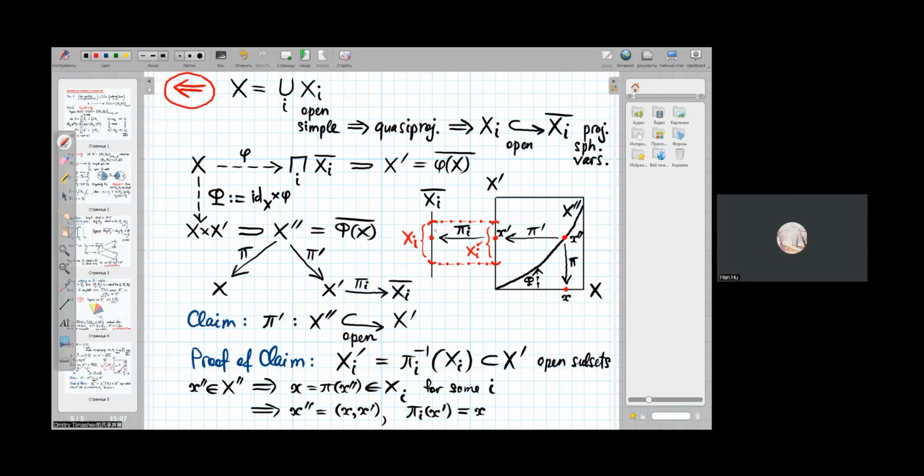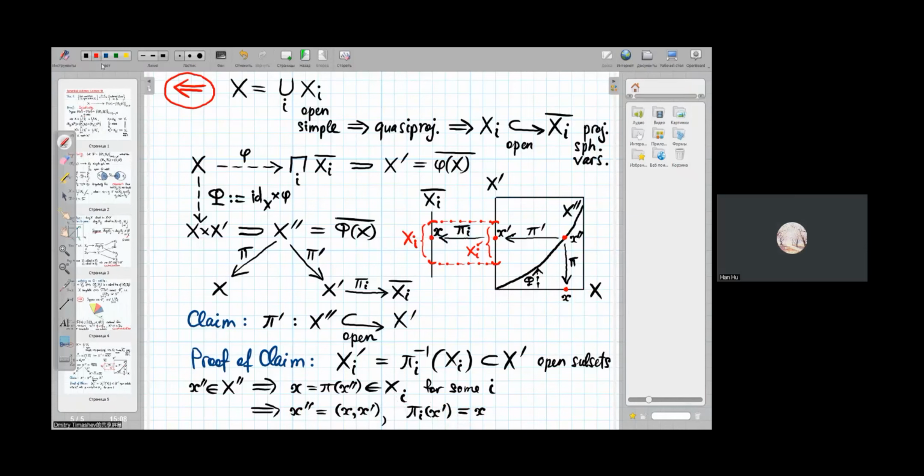So the picture is exactly like this. This is because of this identity, this equality, pi I of x prime equals x, where x and x prime are two projections of x double prime onto big X and big X prime. So in this notation, if x and x prime are two projections of x double prime, then this identity holds identically on the inverse image of xi under the projection pi.